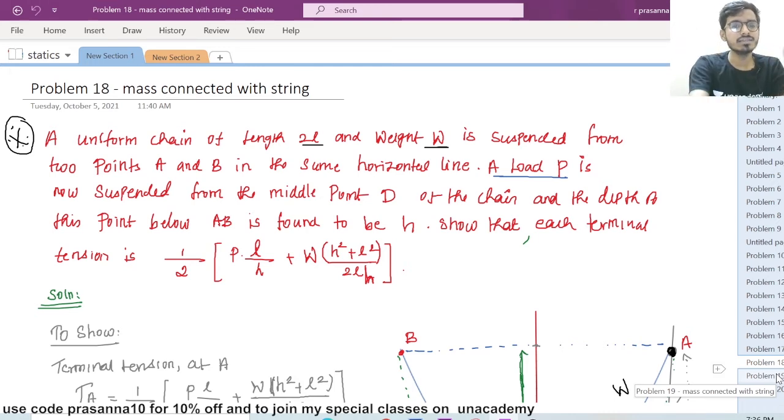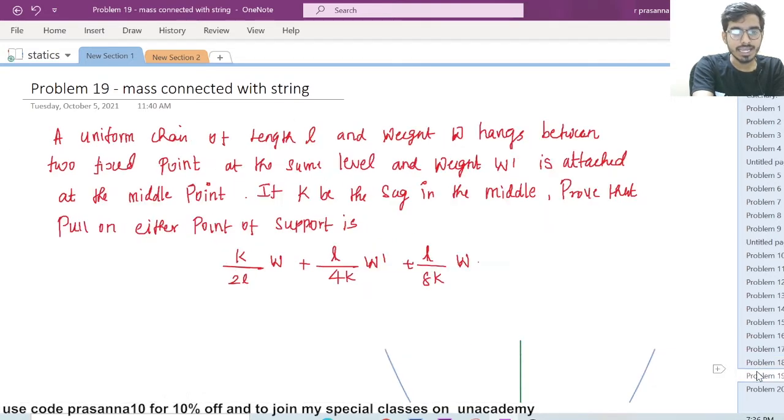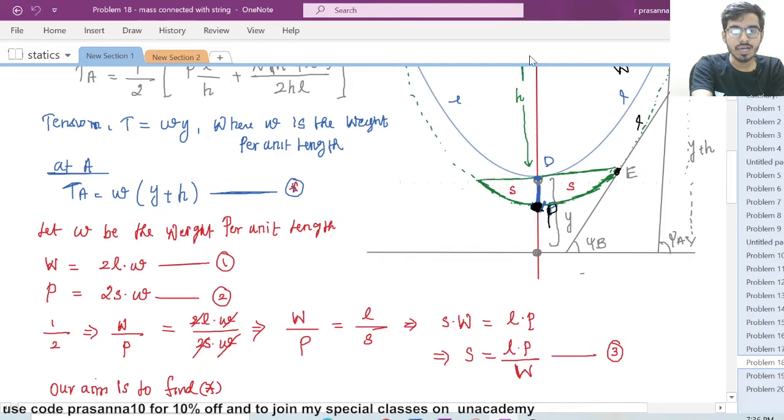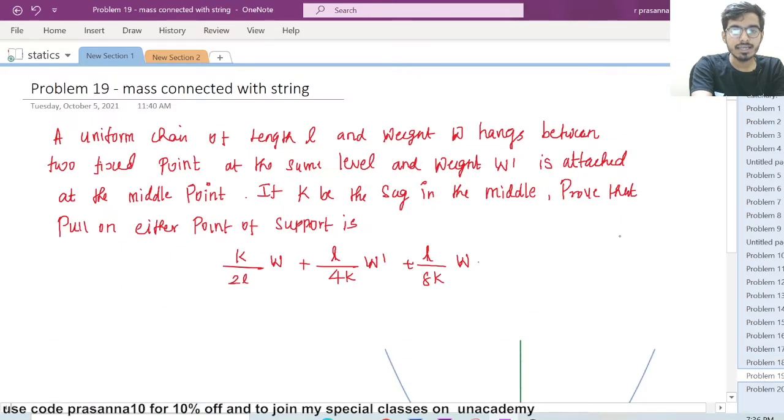The only difference is that there the chain length is 2L, and here the length is L. And here H is the length of this portion, and here K is the length of this portion. These two are the only things you are going to change. Everything is the same as the previous problem. In the previous problem the length is 2L, here the length is L, and they have given that H is the length of that sag, and here it is K. These two are the only things we're going to change. So we will do this problem.